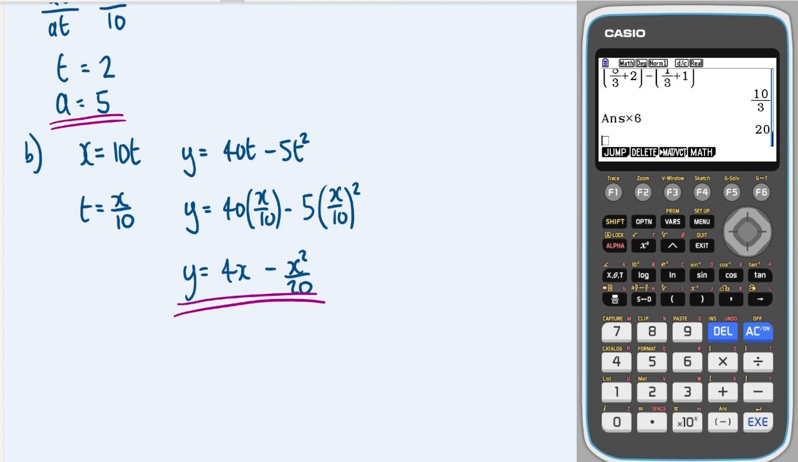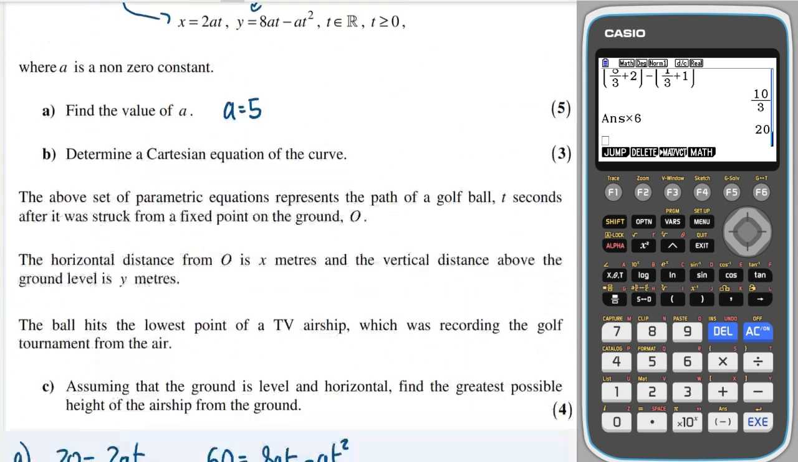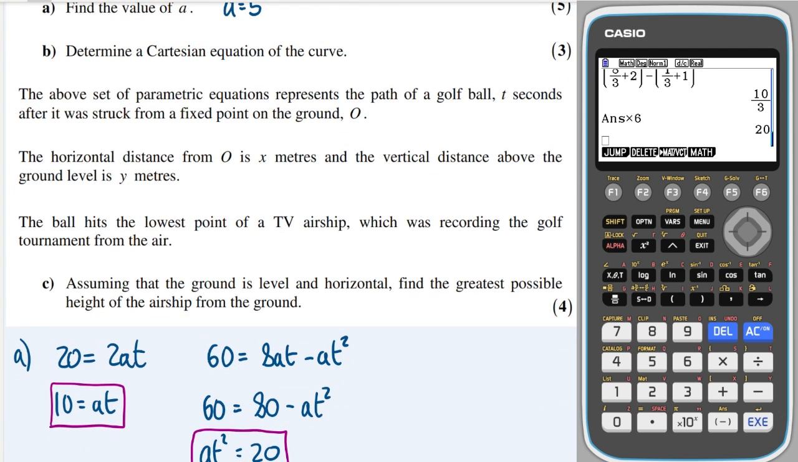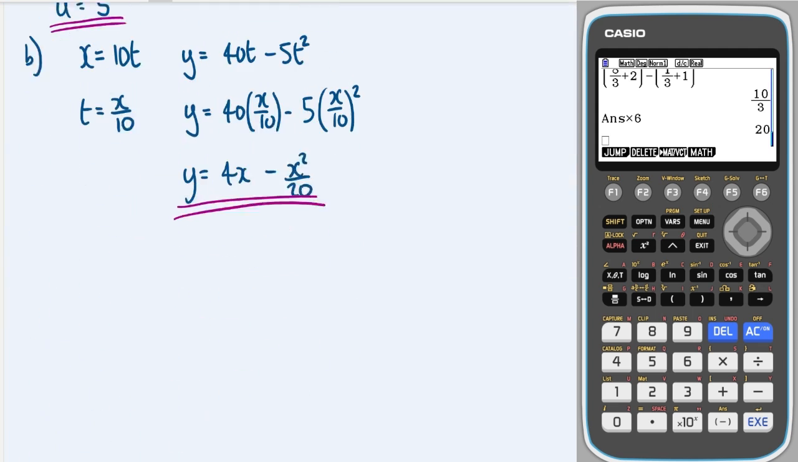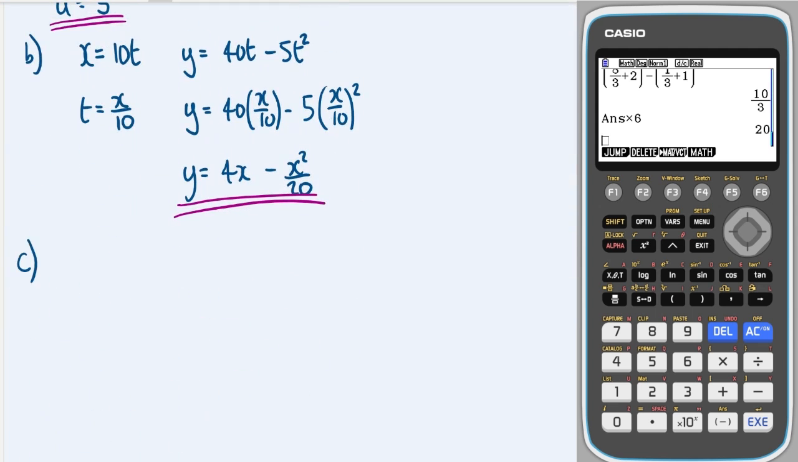Okay, let's go onwards. It says the set of parametric equations represents the path of a golf ball t seconds after it was struck from a fixed point on the ground. The horizontal distance from O is x meters, and the vertical distance above the ground level is y meters. The ball hits the lowest point of a TV airship which was recording the golf tournament from the air. Assuming that the ground is level and horizontal, find the greatest possible height of the airship from the ground. Okay, so it's just basically asking us to find the maximum y value.